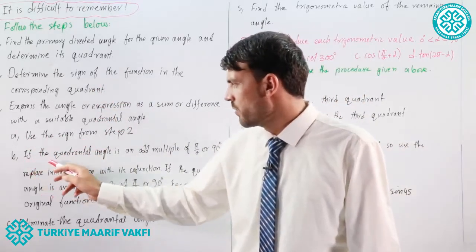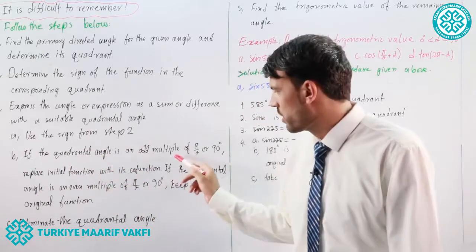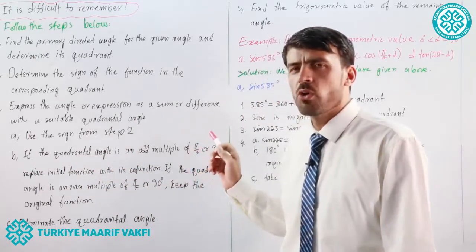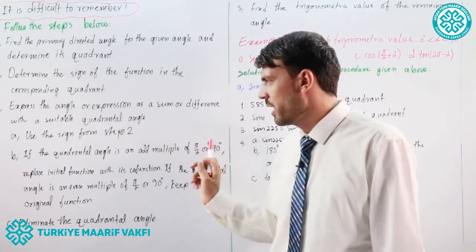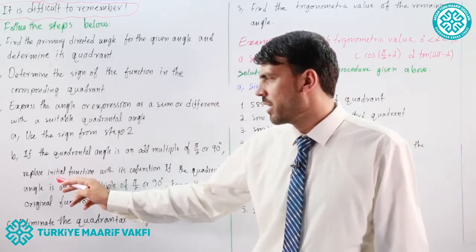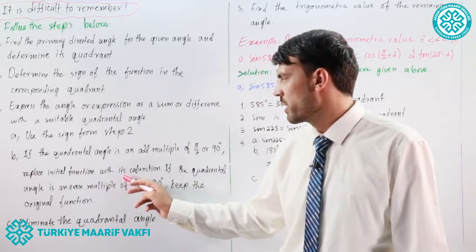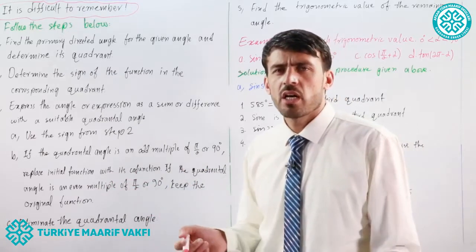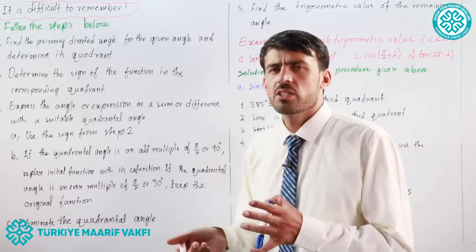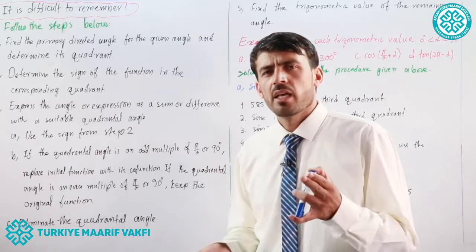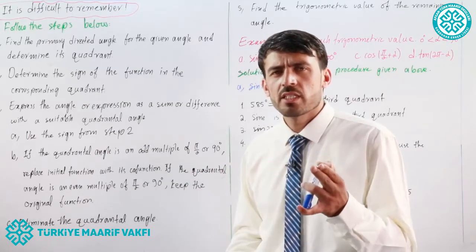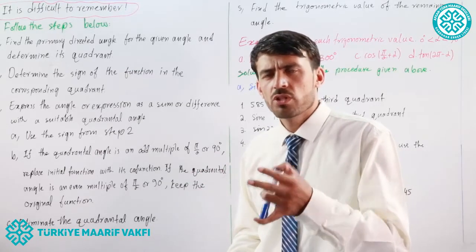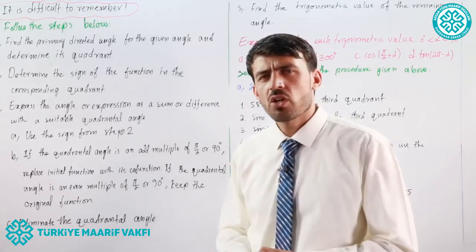The second step is, if the quadrantal angle is an odd multiple of pi over 2 or an odd multiple of 90, replace the initial function with its cofunction. We know the functions and their cofunctions. Sine is the cofunction of cosine, tangent is the cofunction of cotangent, and also secant and cosecant are cofunctions of each other.